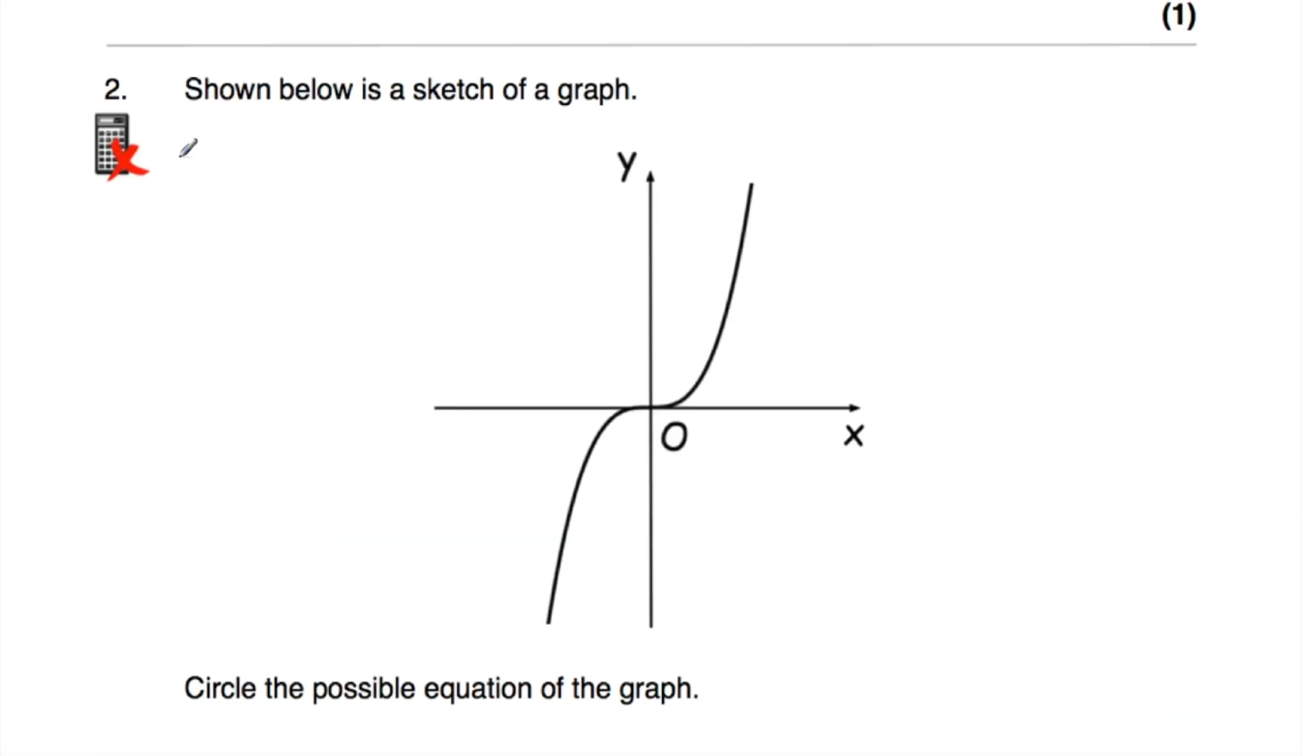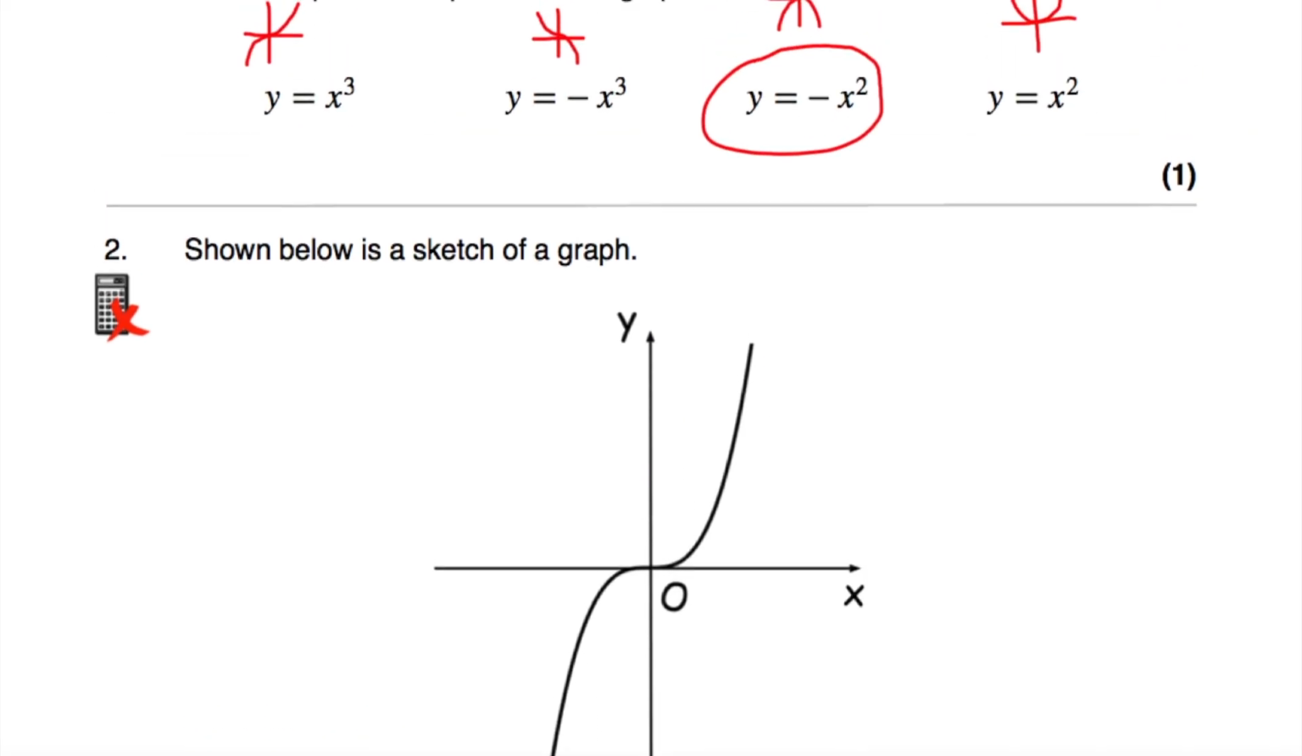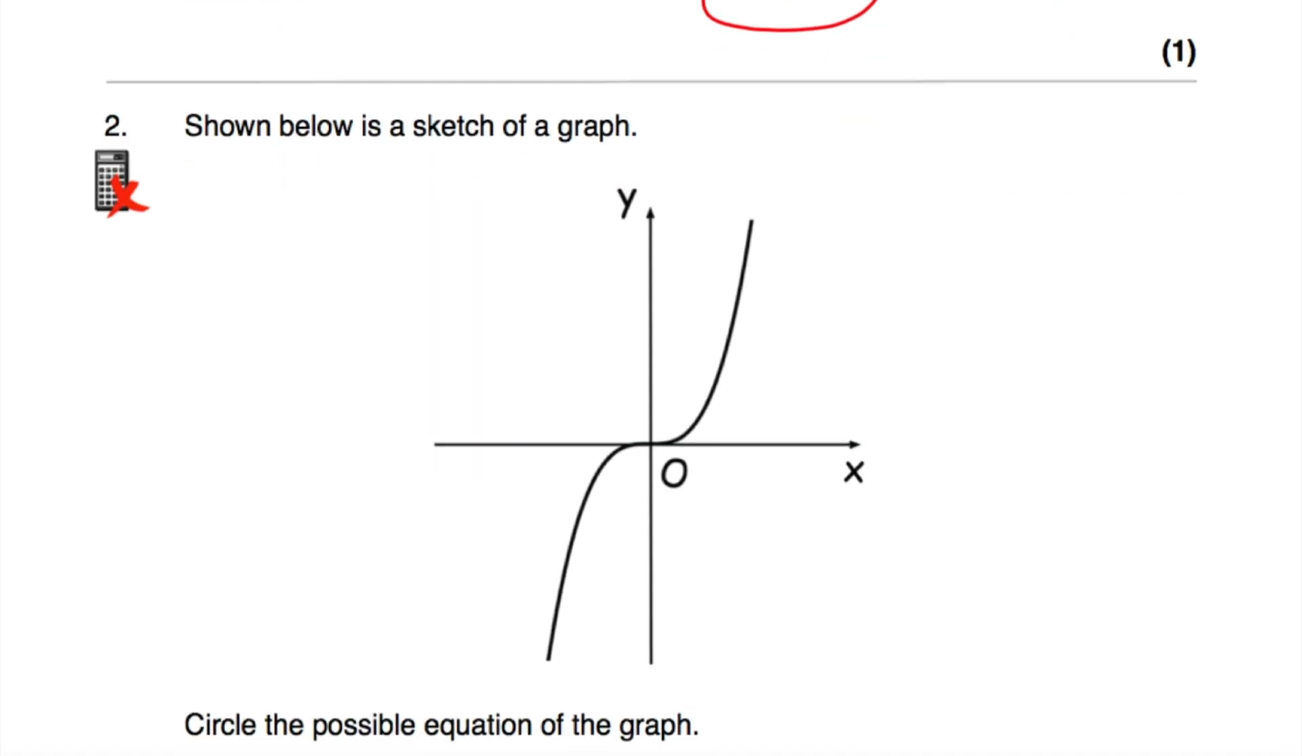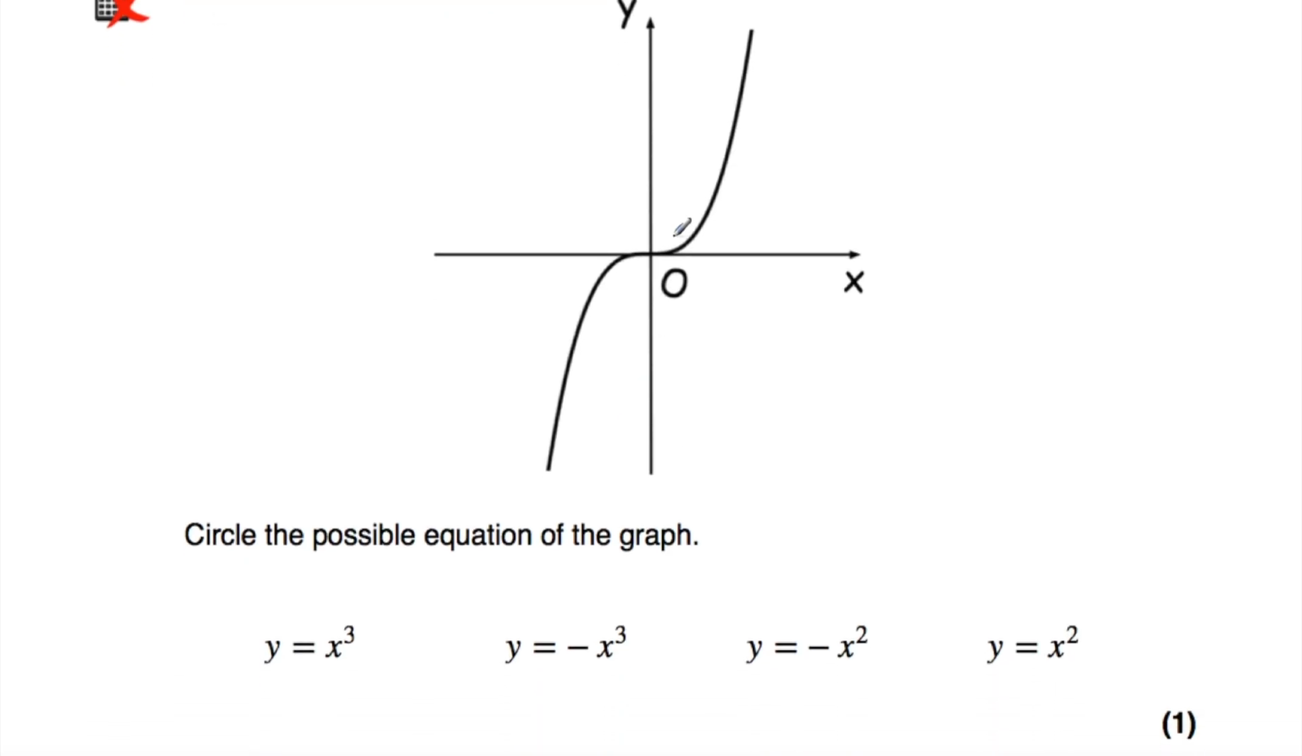Okay, let's have a look at our next question, question number 2. Question number 2 says, shown below is a sketch of a graph. So we've got another sketch of a graph. If we go back up here, we can actually see it's the y equals x cubed graph. It comes up, passes through the origin, and then goes up again, like so. And we've been asked to circle the possible equation of this graph.